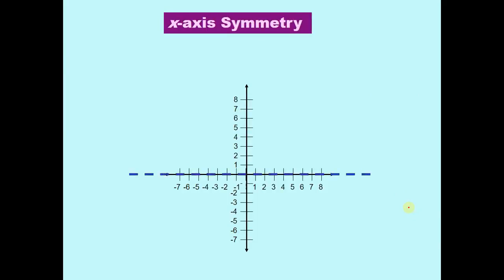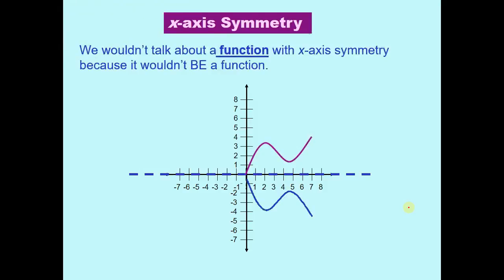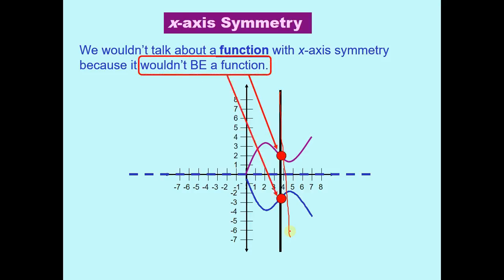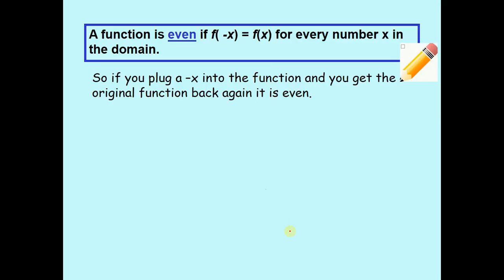Now, what about x-axis symmetry, you're probably saying? Is that some other word than even and odd? No, it's not, because x-axis symmetry is not a function. It doesn't pass the vertical line test. We're only going to be looking at functions today for even and odd, not anything crazy that's not a function.